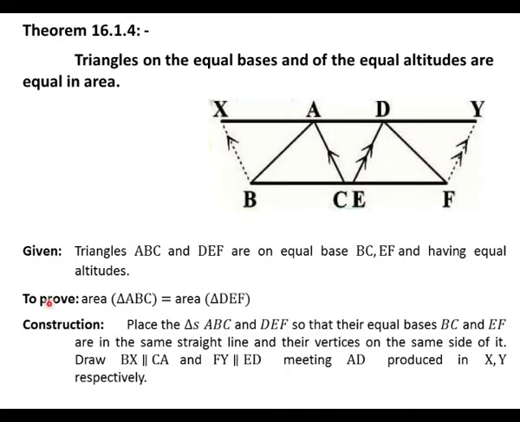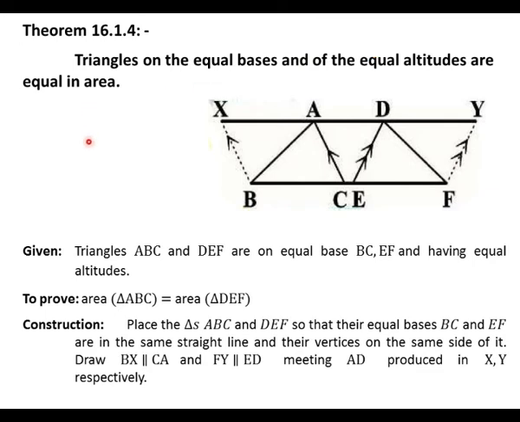Okay students, now we are going to do the last theorem of chapter number 16, and the statement of this theorem is: triangles on equal bases and of equal altitudes are equal in area. In the previous theorem 16.1.3, we have done triangles on the same base. So there is a slight difference: in the previous 16.1.3 we were having triangles on the same base, but right now in 16.1.4 we are having two triangles on equal bases and of equal altitudes are equal in area.